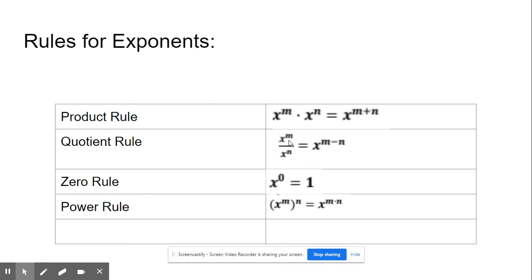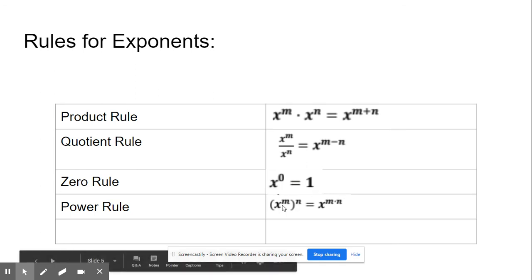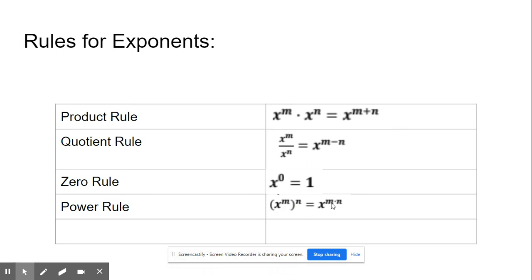When you divide exponents with the same base with different exponents, you subtract the exponents. The zero rule says that anything to the zero power equals 1. And the power rule says that when you raise an exponent to a power, so when you raise a power to a power, you multiply the exponents.